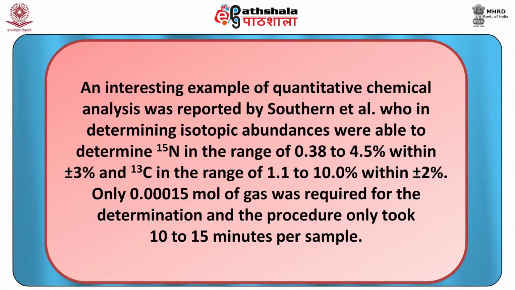An interesting example of quantitative chemical analysis was reported by Southern et al., who, in determining isotopic abundances, were able to determine nitrogen-15 in the range of 0.38 to 4.5% within ±3% and carbon-13 in the range of 1.1 to 10% within ±2%. Only 0.00015 mole of gas was required for the determination, and the procedure took only 10 to 15 minutes per sample in the case of microwave spectroscopy.